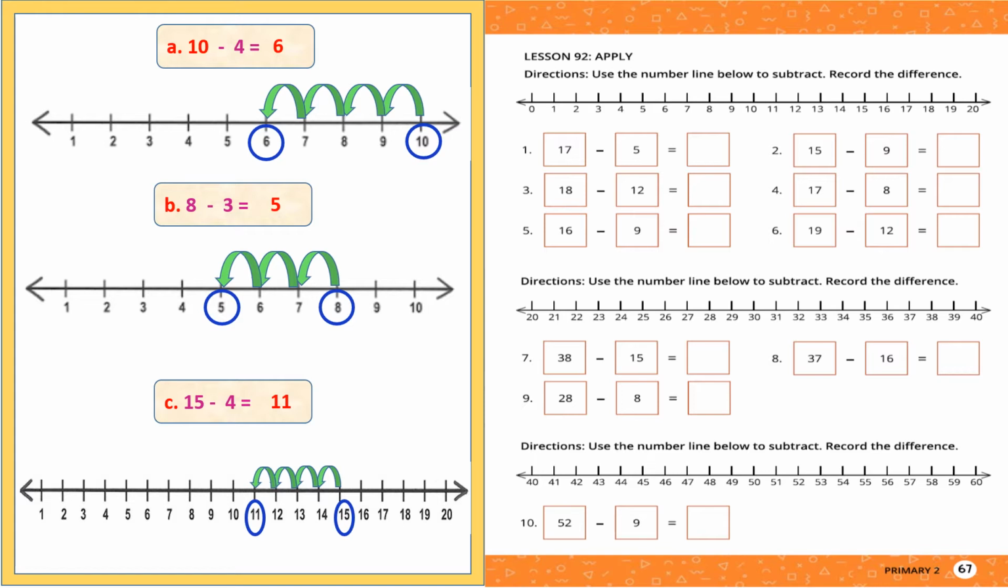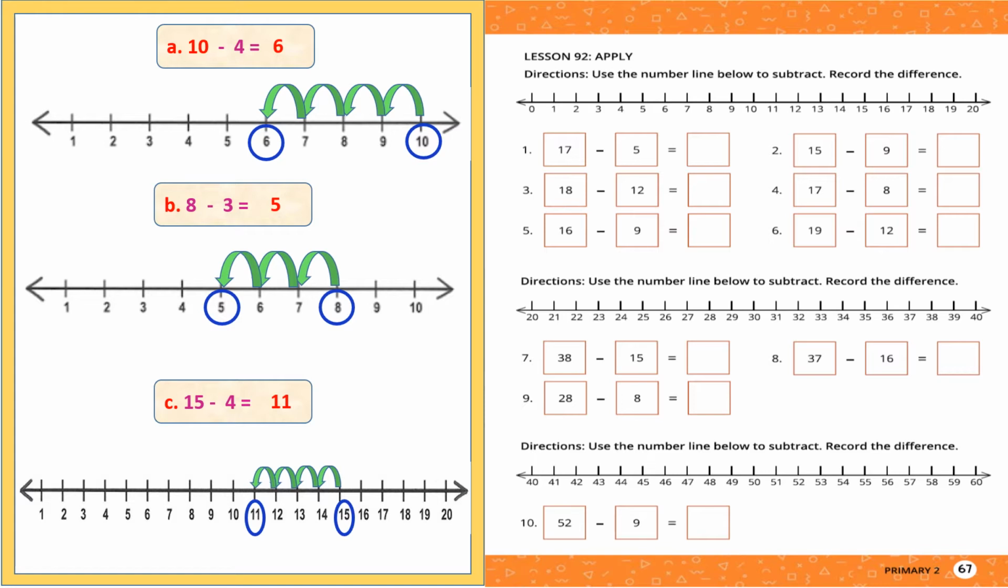Lesson 92, the apply part. Use the number line below to subtract. Record the difference. Here we have the number line and we want to find the difference in these subtraction problems using the counting back strategy.